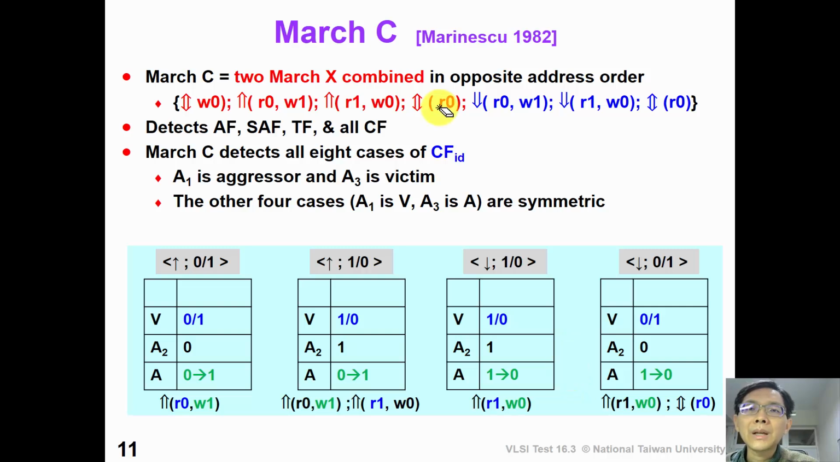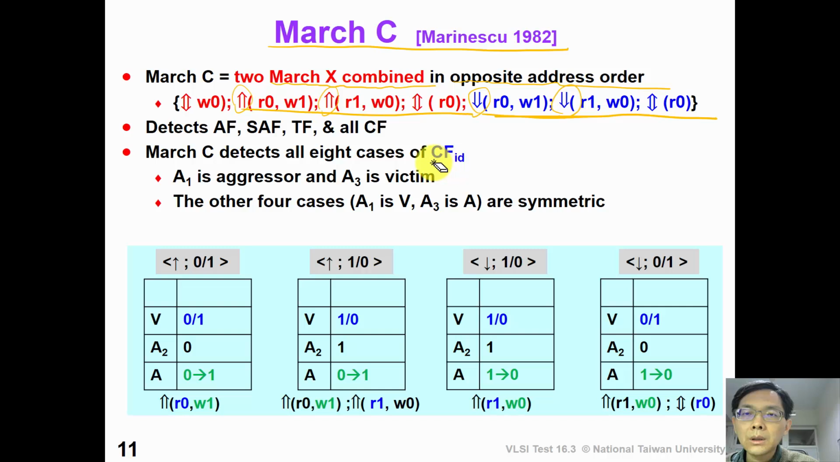Now, how about the other coupling faults? The March C algorithm proposed in 1982 combines two March algorithms together, but they are in opposite address order. As you can see, the first half of the March algorithm is very similar to the second half of the March algorithm. They are only different in the address order.